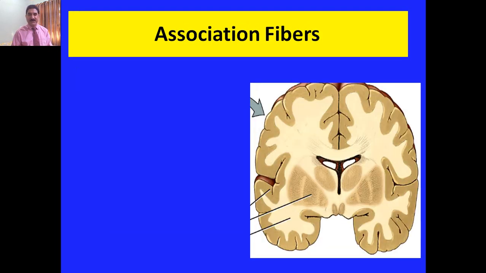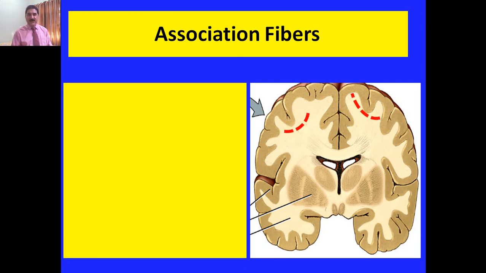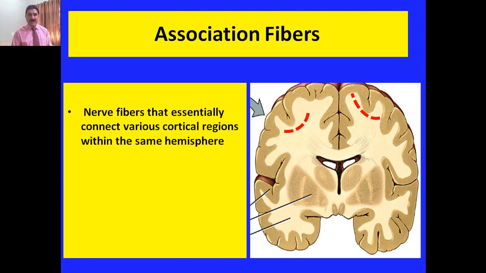The second type of the fibers which are present in the cerebral white matter are association fibers. The association fibers are nerve fibers that essentially connect various cortical regions within the same hemisphere.